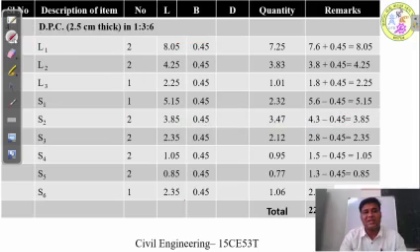So in this manner, I am going to calculate the quantities of all the walls, and then I am going to make a summation. So then I am going to arrive at the total quantity, that is 22.78 square meters, the total quantity of DPC.